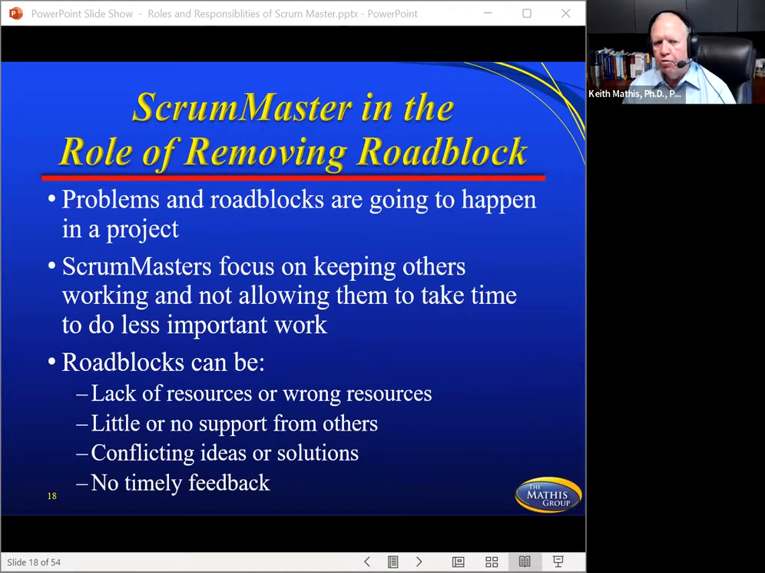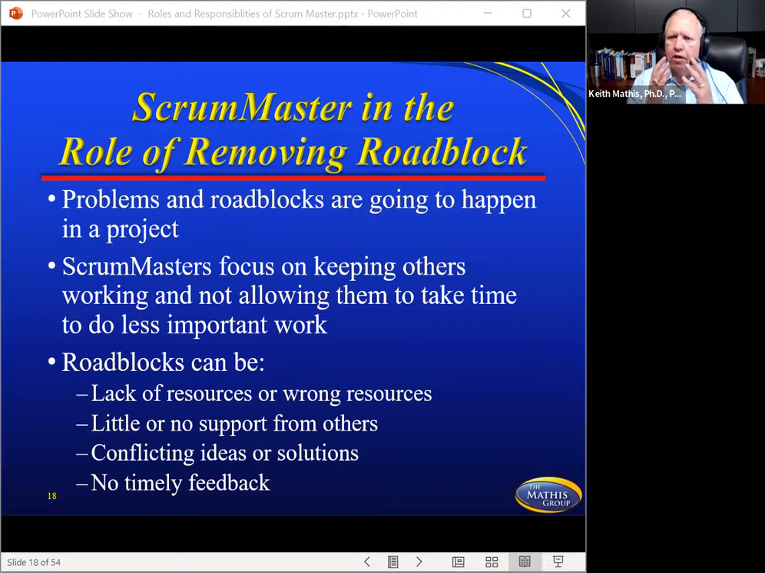Now, Scrum Master in the role of removing roadblocks. This is not the only person who would be in charge of this. It might need to be escalated to management, but they would remove roadblocks that some of the team has talked about in that daily stand-up. And if they can't do that, or don't have authority to do that, or don't have the relationship to do that, then obviously management would be brought in. But they focus on keeping others working.